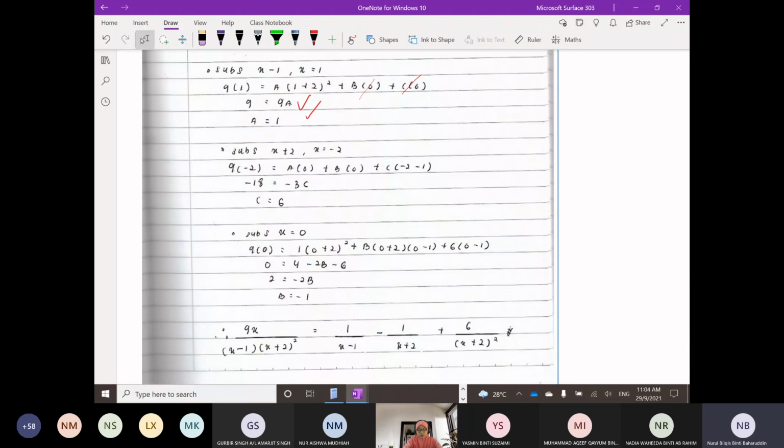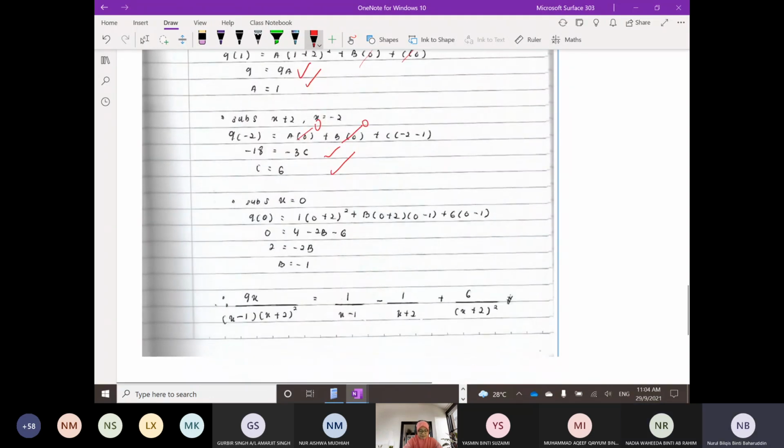And then for x equals to negative 2, what are the terms that will be eliminated? A and B. If you can see here, we will get A times 0 and B times 0. So A times 0 will be 0, B times 0 will be 0. So the unknown that we will get is C.